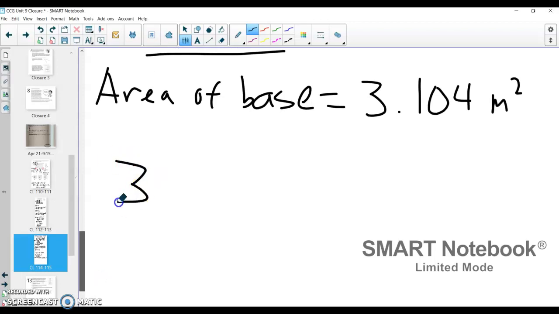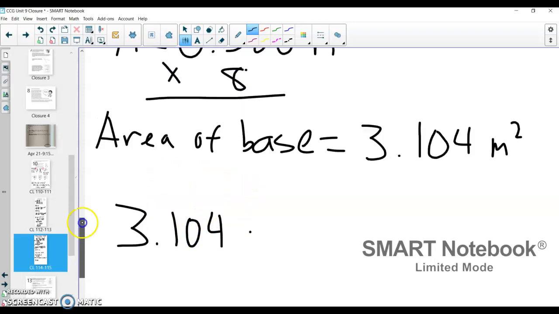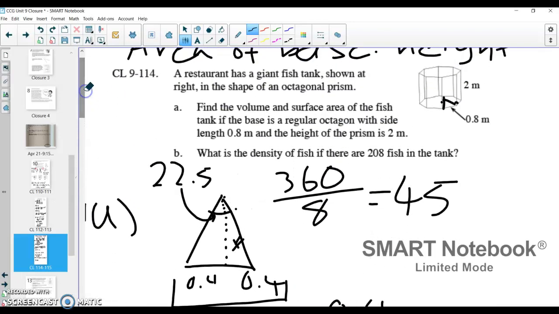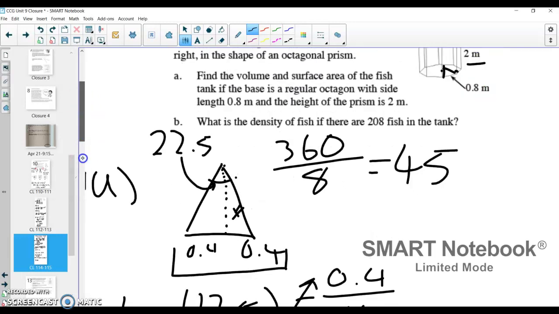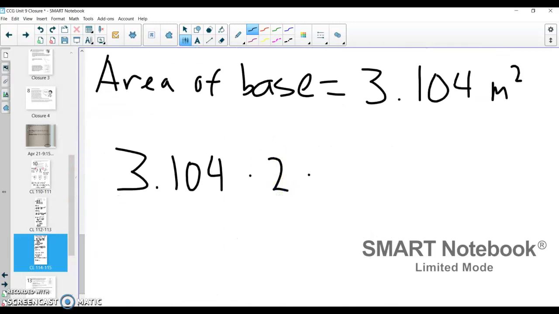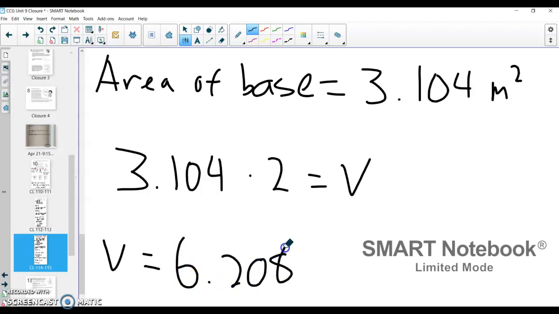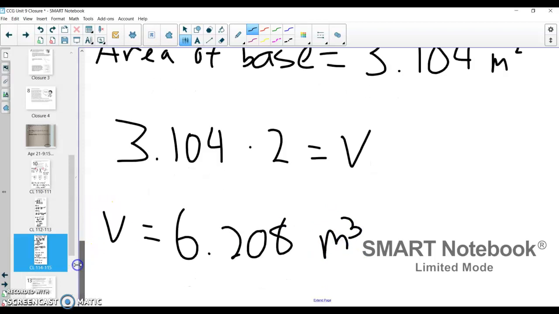And so I'm going to take the 3.104. I'm going to multiply by my height, which my height of this prism is 2 meters. And I will have my volume. And so volume equals the 3.104 times 2, which is 6.208. And that is meters cubed because it's a volume.